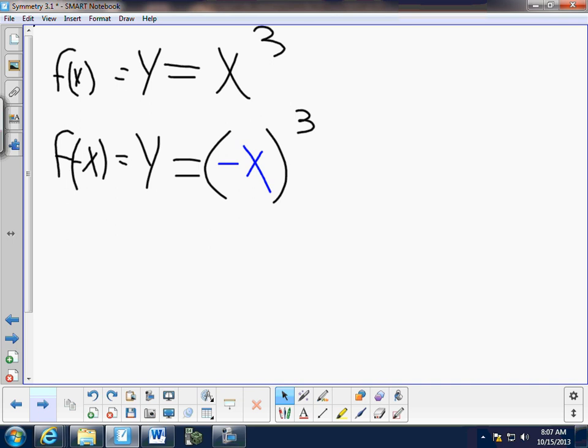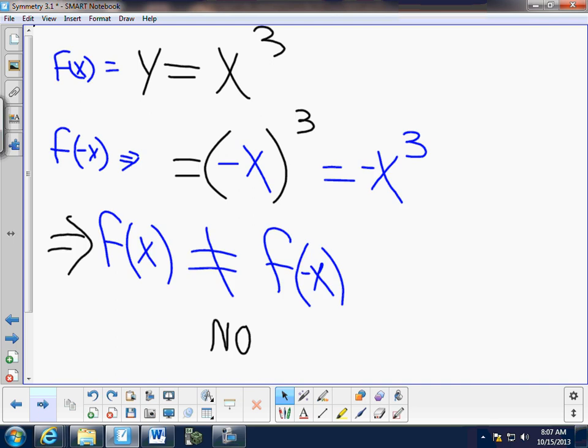So let me go back to this one. Let me plug in the negative x again. It's the same one we just did, right? Plug in negative x. When I plug in negative x, I get negative x cubed. F of x doesn't equal f of negative x. So it's not an even function, right? We already figured that out.